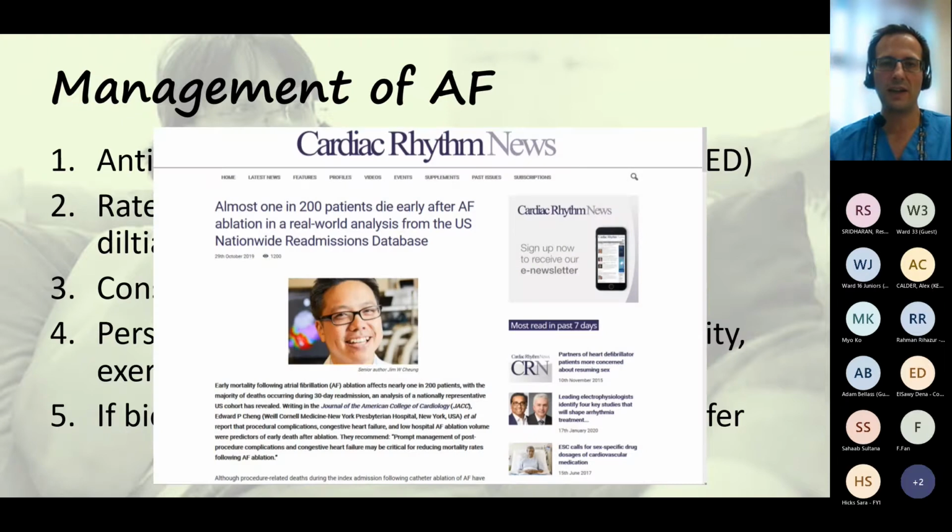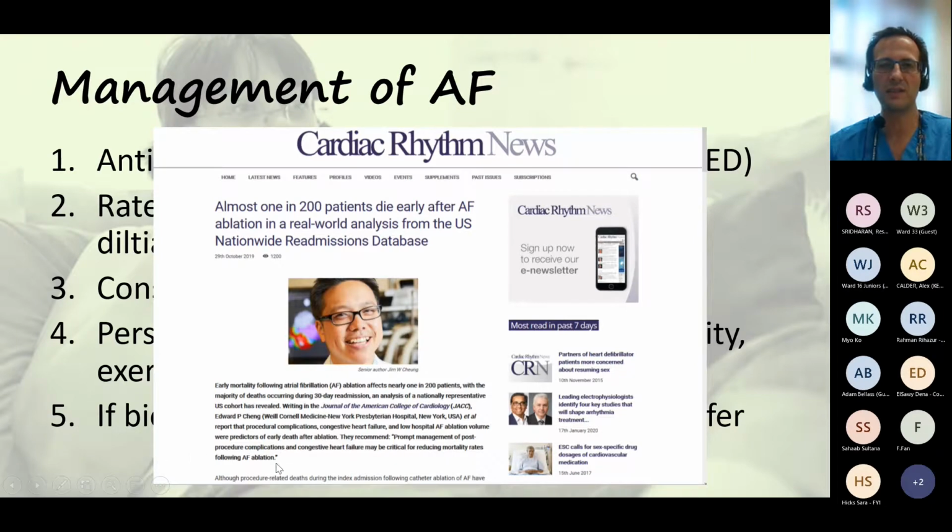We can do AF ablations on top of everything you can do. I suppose, I don't know how often you request cardioversions if you're not doing cardiology, but the main thing we do about AF that nobody else does is we do AF ablations. But these are not straightforward, simple procedures, and they do carry a substantial risk.